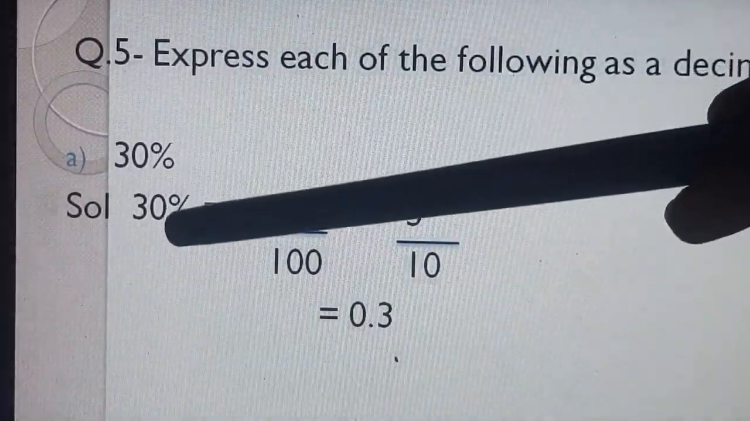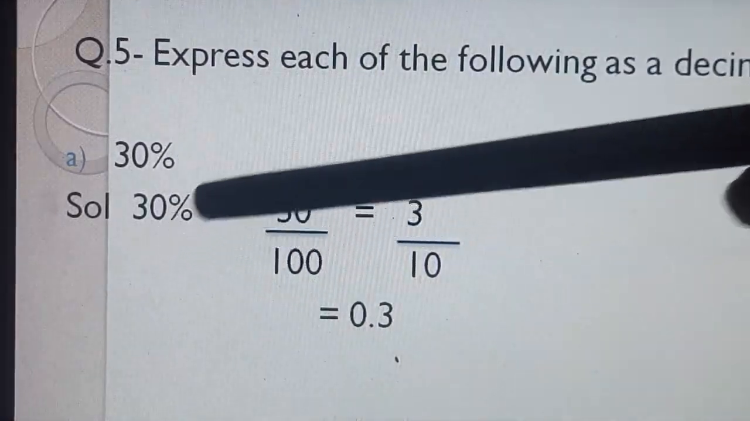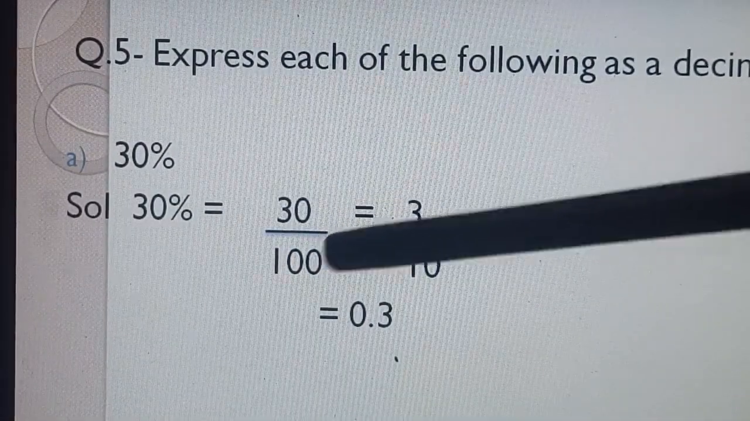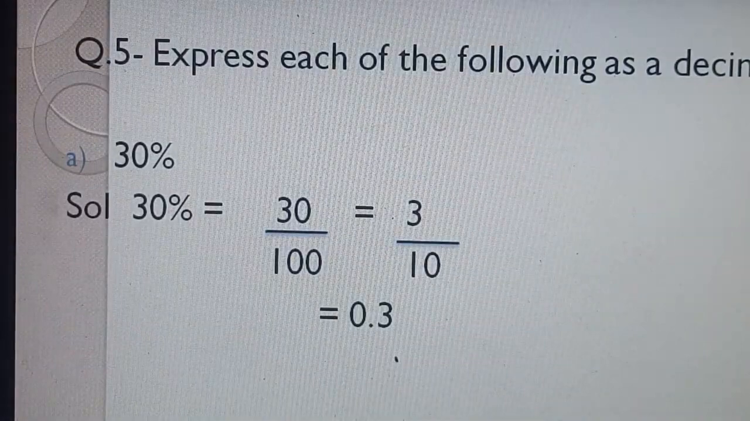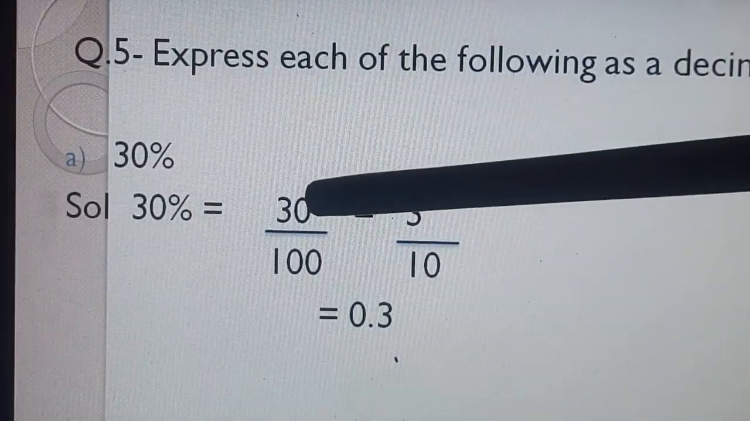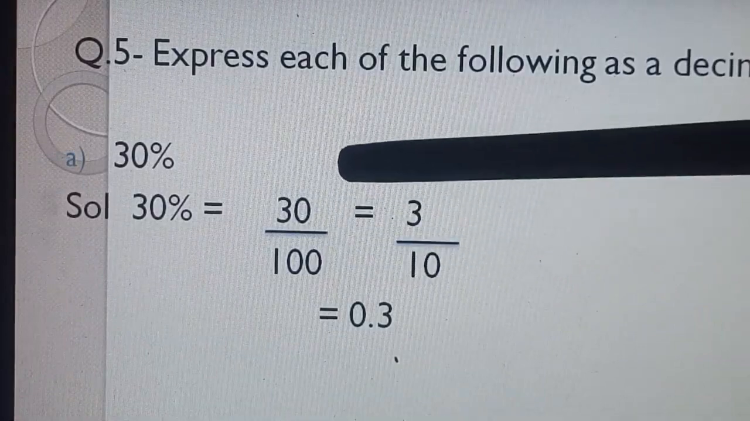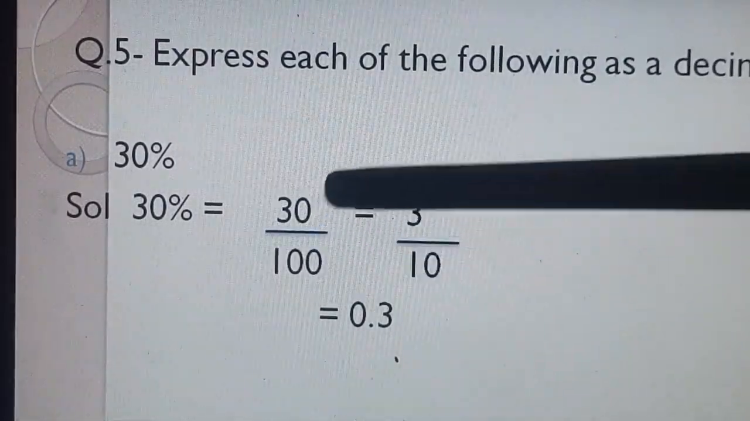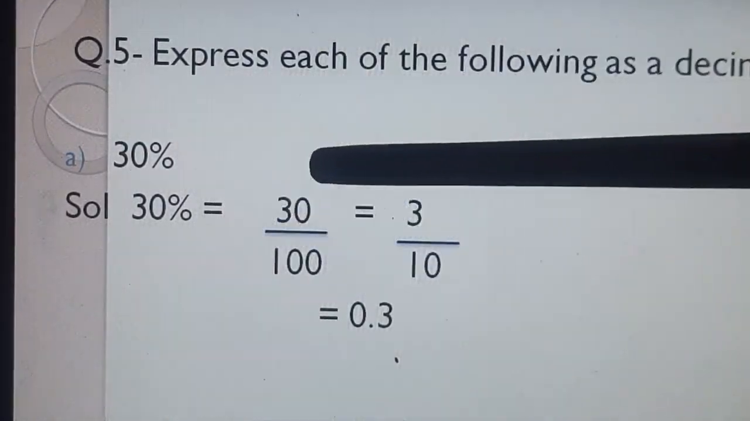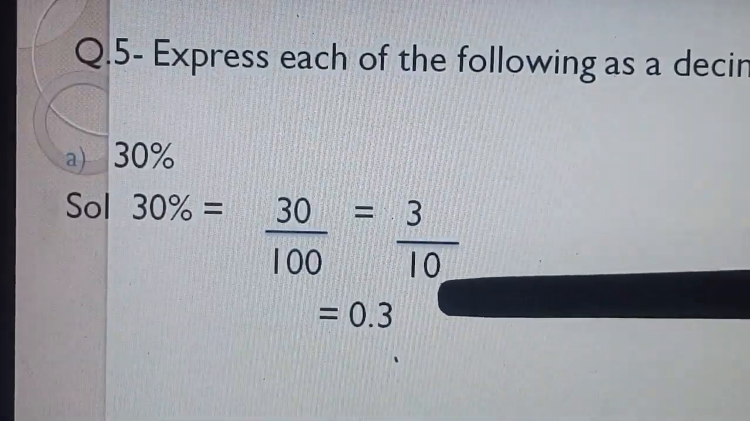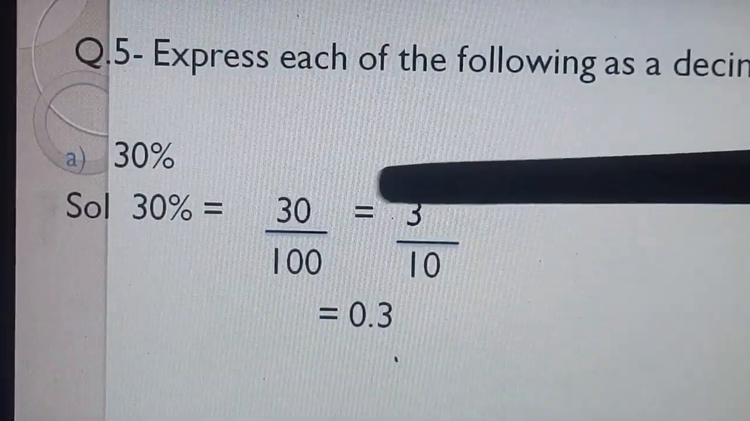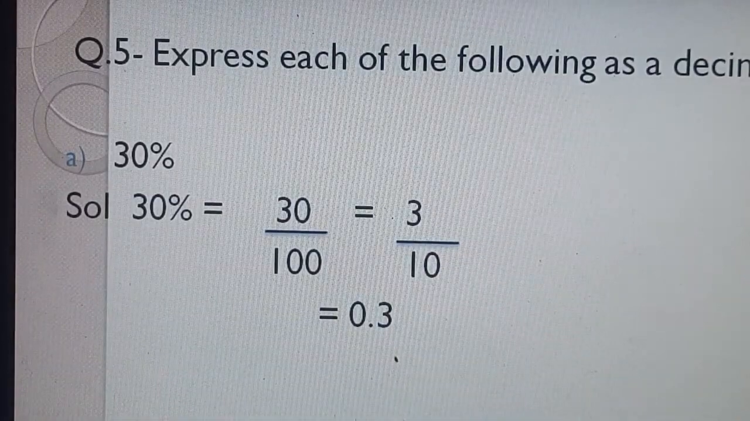Percentage means 1 upon 100. So 30% will become 30 upon 100. Understood? Now 1 zero from numerator and 1 zero from denominator we can cancel. It means what we are doing? We are cutting with 10. 10 3s are 30, 10 10s are 100. So after cutting we will get 3 upon 10.